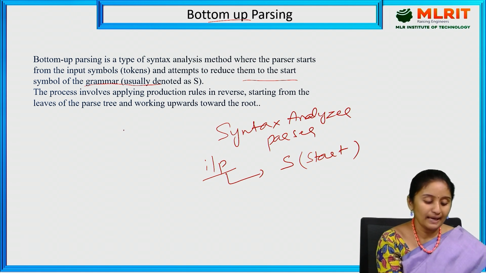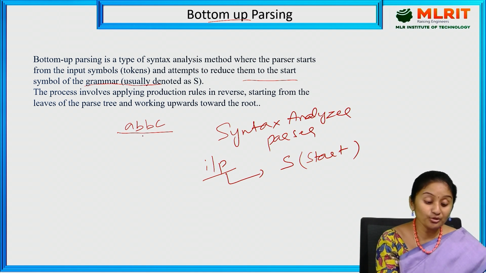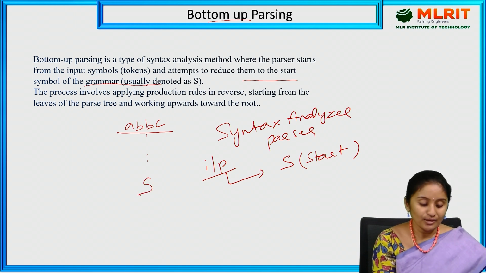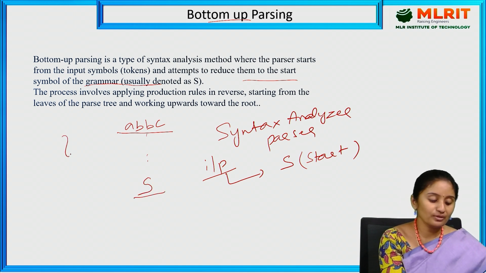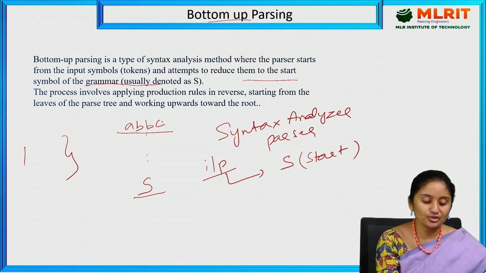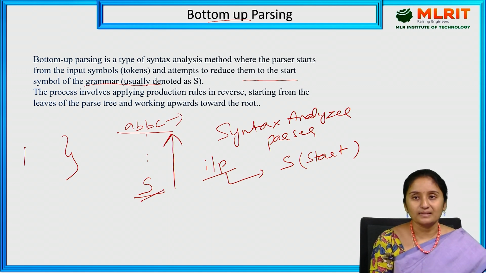For example, I have some input string, say A, B, B, C. Now I am going to derive this input string until I get the start symbol, which we have in the grammar. We derive it from the leaf node to the root node. That's why we call it bottom-up parsing.